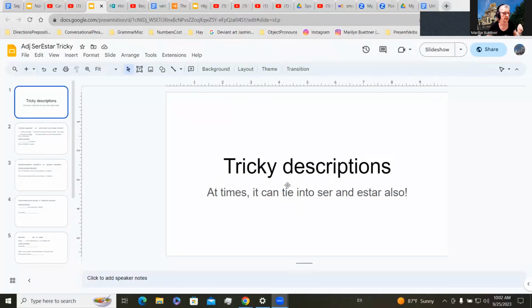So ser, to be, estar, to be, but you'll notice a lot of the adjectives we had with our tricky description thing use some, not all, but some of them do use ser and estar. Let me pop that up. So I'm going to preview what we're going to work on next. And I'll show you the little video that accompanies that in a minute.